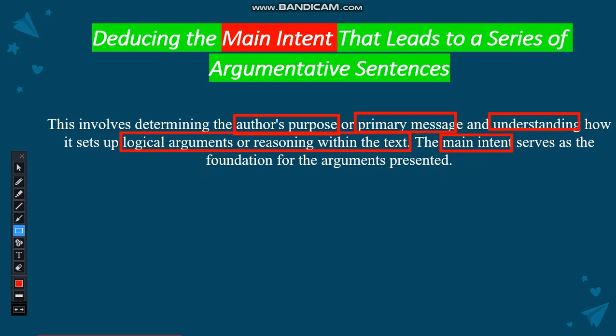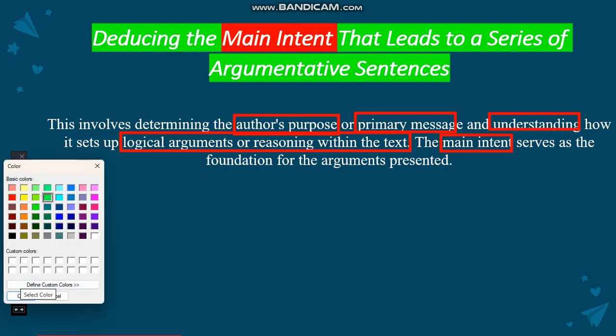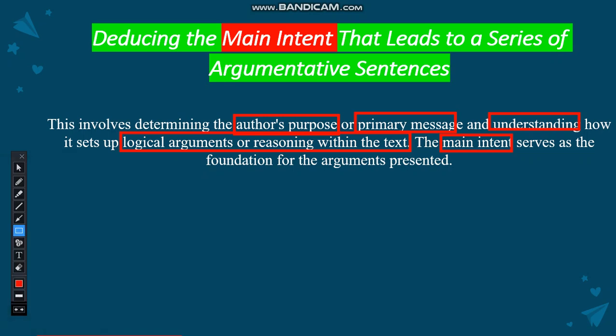So we are going to have two things. First, the main intent, and then there will be a series of other details that will use logical arguments and reasoning in the text, and they will be argumentative in nature.